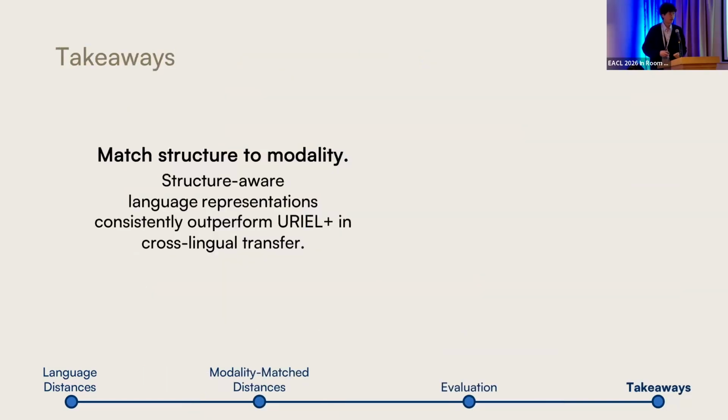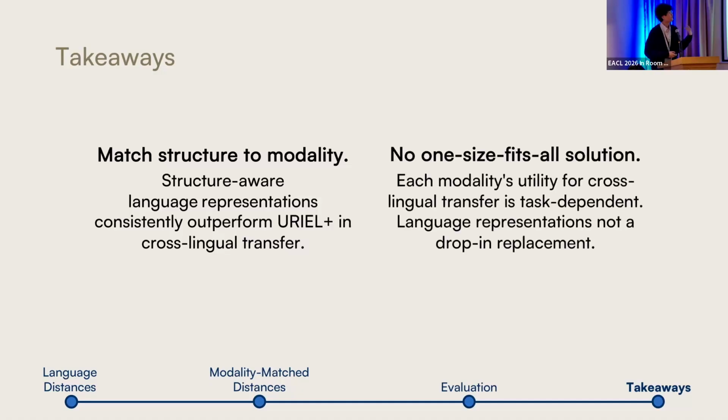So, takeaways of our paper. Our takeaways are twofold. The first is that we argue that when representing languages, we have to match our representations to the modality that we are trying to match. And indeed, our modality-matched representations have been shown to consistently outperform URIEL+ in cross-lingual transfer. However, we notice that between modalities, the utility of that modality is dependent on the task that we are evaluating on. And so we argue that there really is no one-size-fits-all solution when it comes to cross-lingual transfer, and that we cannot simply apply all language distances at once to model cross-lingual transfer.